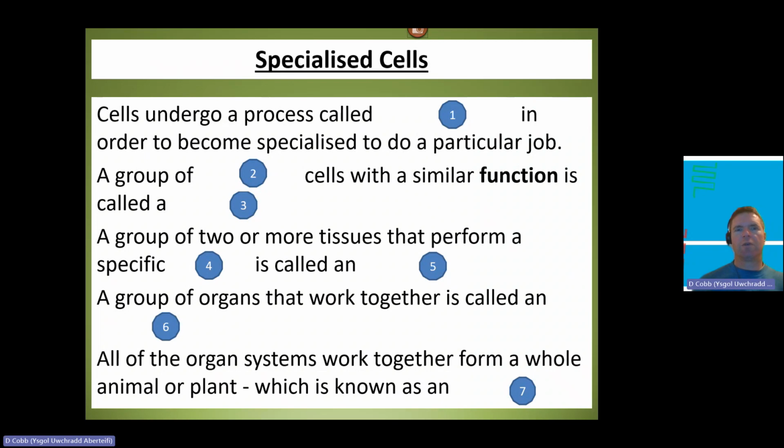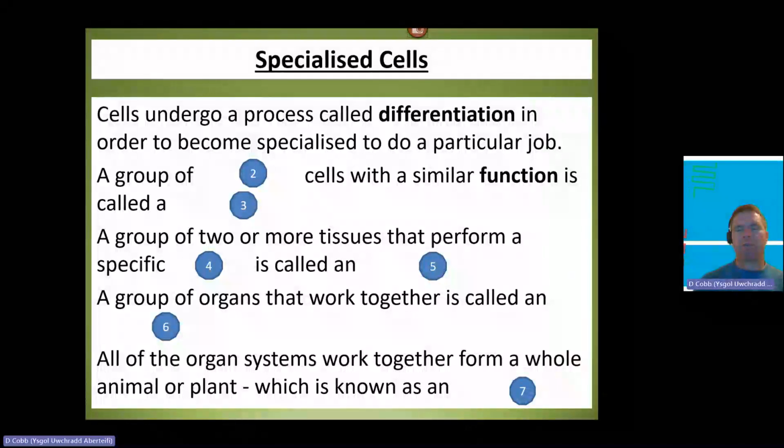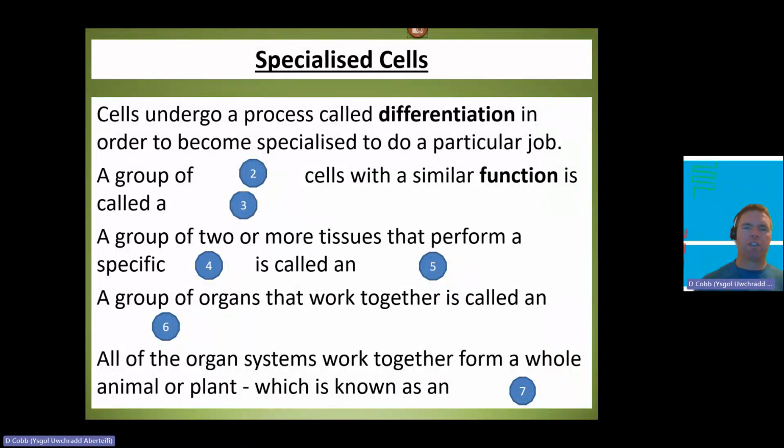Okay, so we've got cells undergo a process called, this is the tricky one, differentiation, to become different from each other, in order to become specialized to do a particular job. Often those two words are interchangeable. So if we ask what process those cells are going through, we can call it differentiation, or we can call it specialization. But if you're asked to say what differentiation is, I think you need to use that word when cells become specialized to do a particular job.